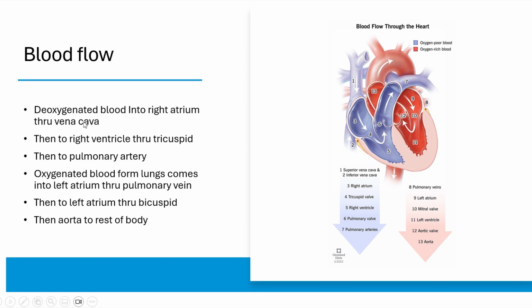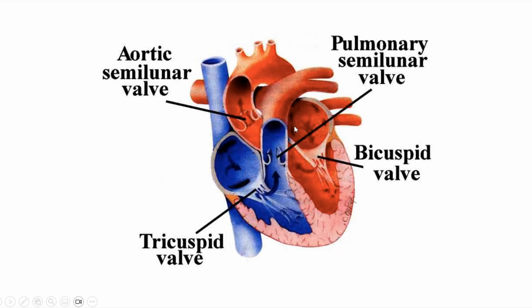You can also memorize it as it should switch. So it should go A V A V A V. What I mean by that is atrium, vena cava, then ventricle, but don't worry about that. And then pulmonary artery, and then pulmonary vein, and then atrium, and then aorta. Alright.